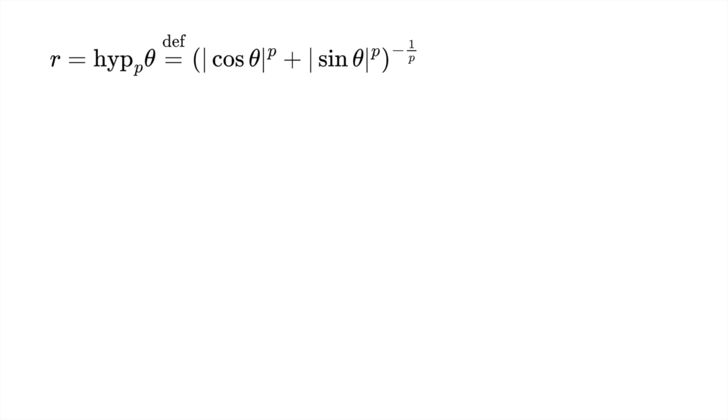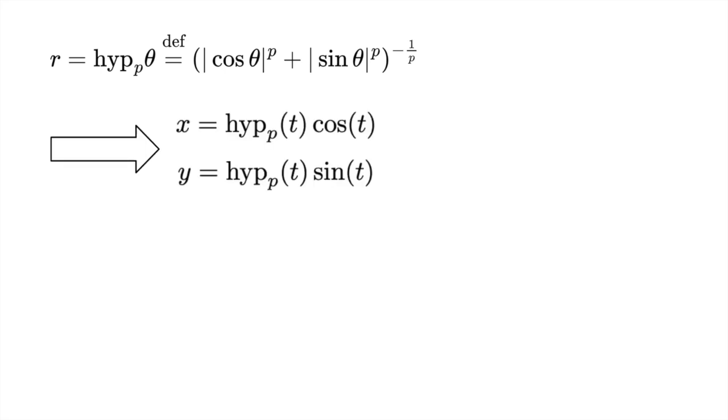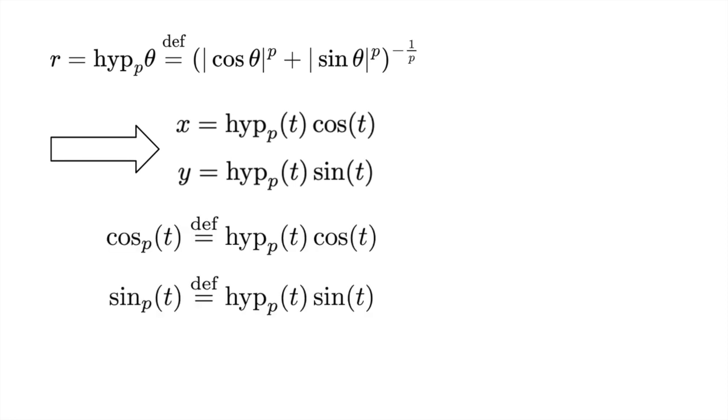Now, taking this polar representation of a squircle, we can parameterize a squircle by multiplying height base p of t by cosine t and sine t. These parameterizations will be called cos base p and sine base p respectively. These functions are also important.